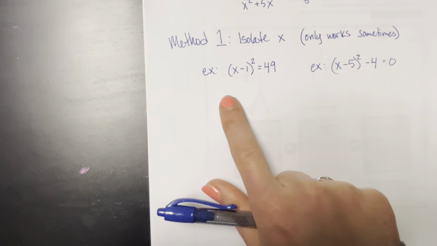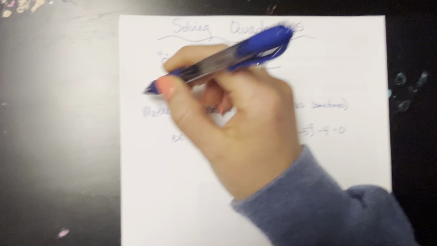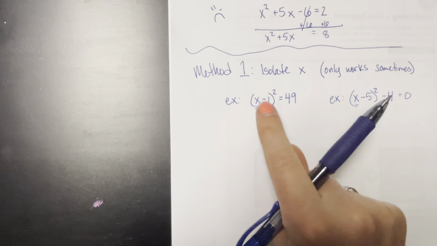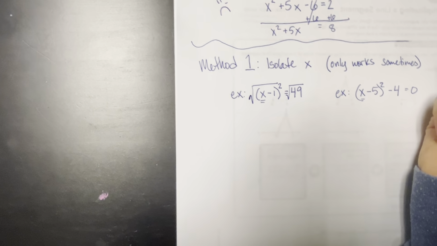So we can't isolate this because the only x is right there. These ones you can do it, thumbs up, but this one there's an x here and an x here, so you can't do it. So we're going to ignore that, that one's not right. If you tried to isolate x to get rid of the squared, you would square root both sides.